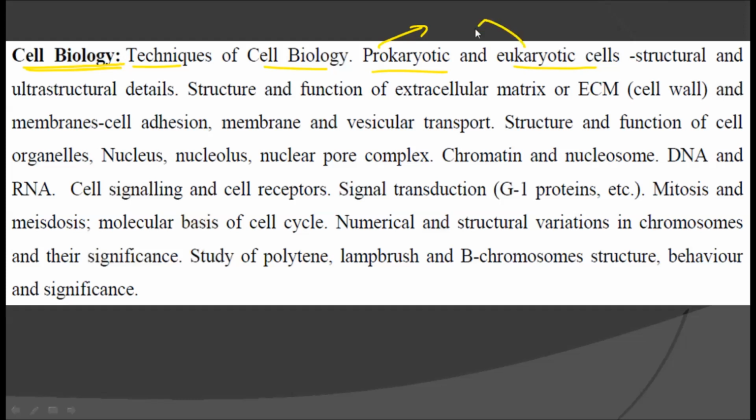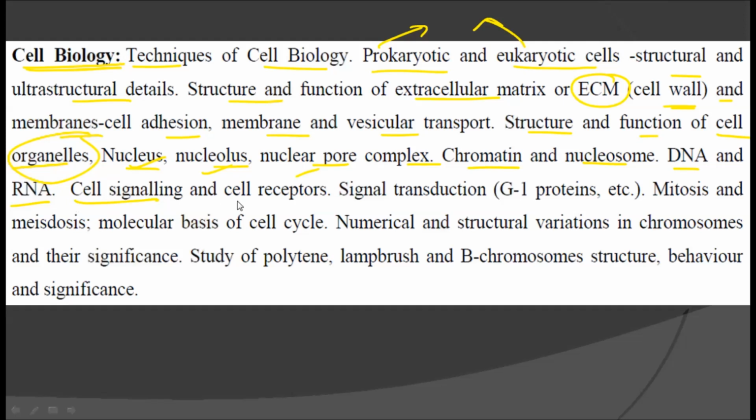As you know, there are two types of cell, prokaryotic cell and eukaryotic cell, in which we have to study their structural as well as ultrastructural details. Then the structure and function of extracellular matrix or ECM, then membrane cell adhesion, membrane vesicular transport, then structure and function of cell organelles, then nucleus, nucleolus, nuclear pore complex. Then we have to study the chromatin and the nucleosome, then DNA and RNA. That is, this chapter is covering everything which is present in the cell.